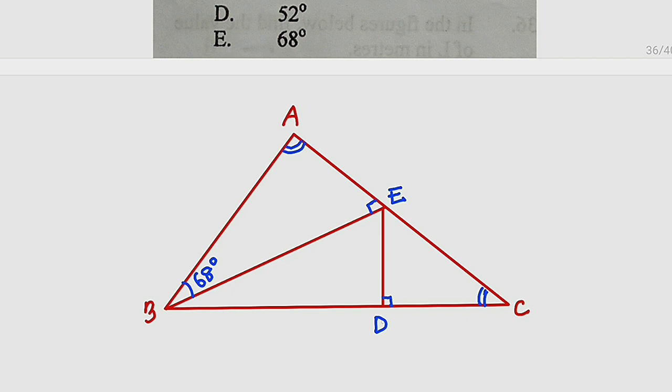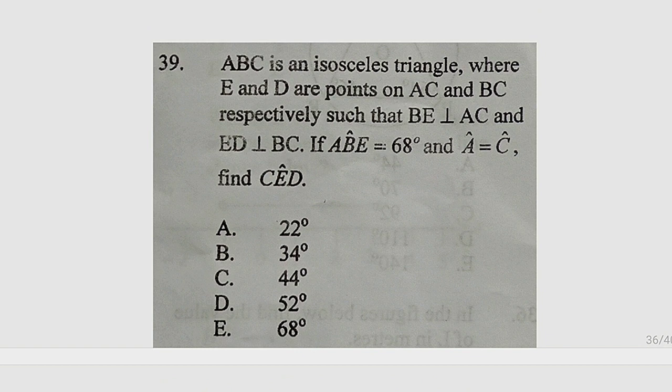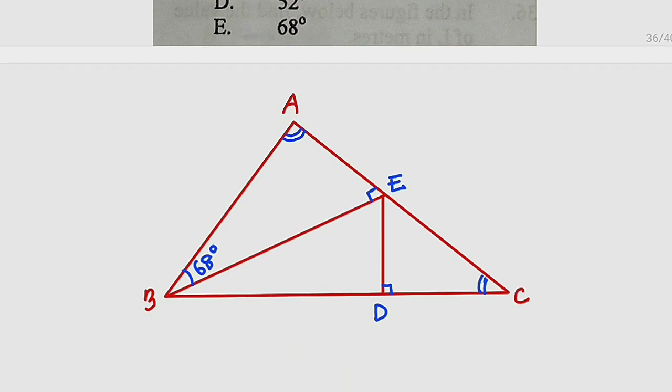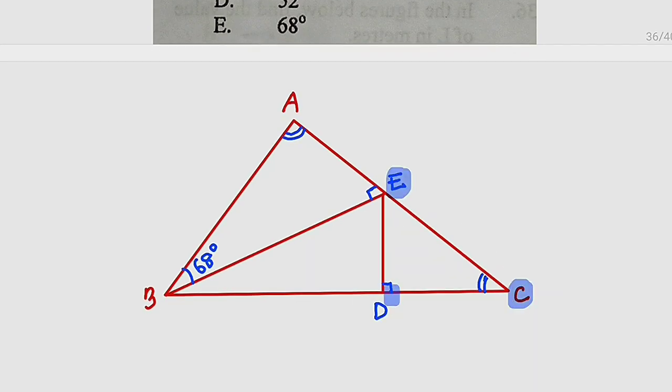And if you draw a line from E down to D, it will be perpendicular to the line BC, which is also 90 degrees here. So we are asked to find angle CED. You can see this is C, this is E, this is D. So we are referring to this particular angle. Let me mark it. This particular angle is what we are looking for.